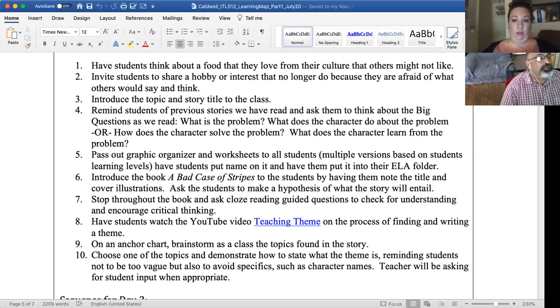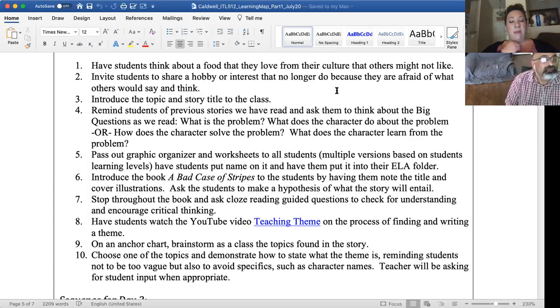Tell me how 1 and 2 are eliciting prior knowledge for themes. Okay, so it's relying on their own experiences and then having them think about cultures and their food that they like but might be embarrassed about. It kind of gets them ready to be thinking in the frame of mind for what the story will be about and how they can relate to it.